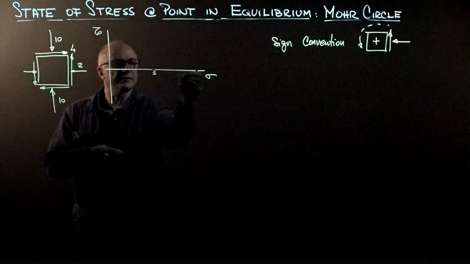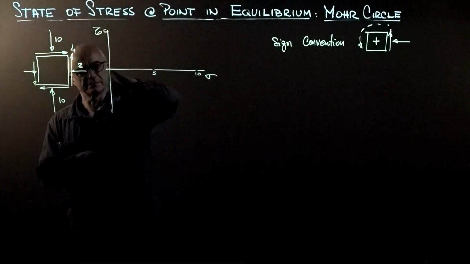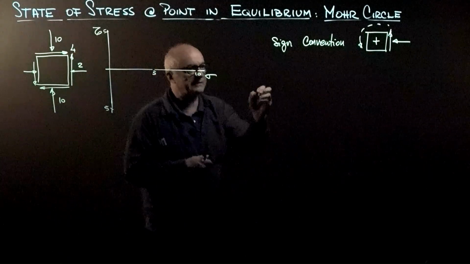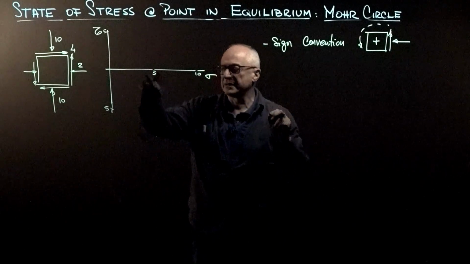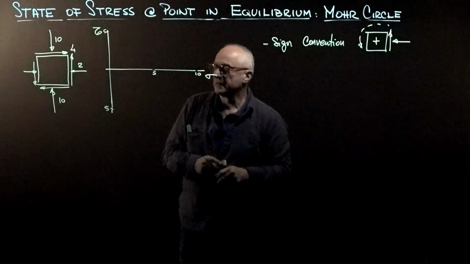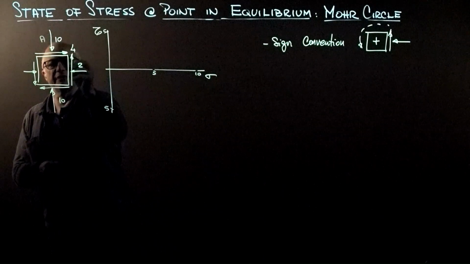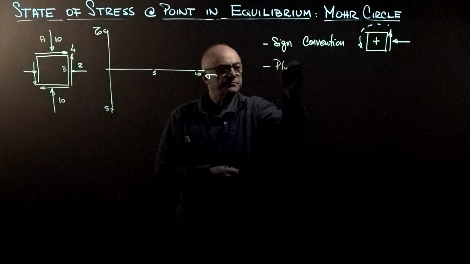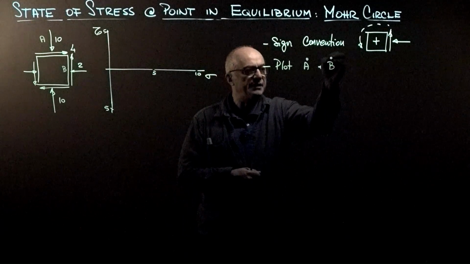This is 5. This is 10. And here we have another 5. So the first thing next is to plot a point in the tau sigma space that represents each of the faces. Basically, we need to plot two faces. So let's assume that the face here at the top is going to be face A, and the face here on the side is face B. So plot the point that represents face A and face B, each of the points.